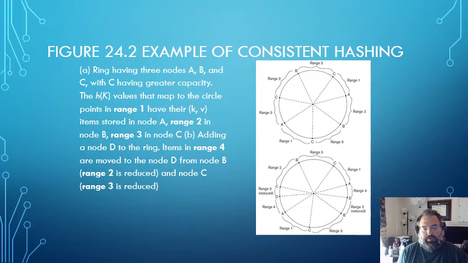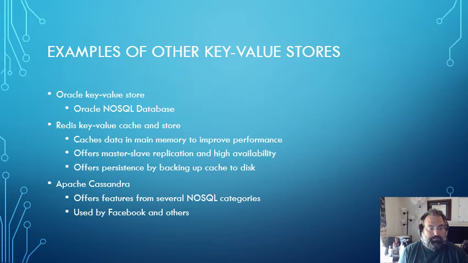The basic idea is that you should always get a reasonable distribution of your hash function so that your load is reasonably evenly distributed across your stores. Examples of other key value stores: Oracle has a key value store, Oracle NoSQL Database. Redis is basically a cache and store. It caches data in main memory to improve performance, offers master-slave replication and high availability, and offers persistence by backing up the cache to disk. This is utilized a lot in web applications, the idea being that you retrieve something from a cache so that it's much faster.